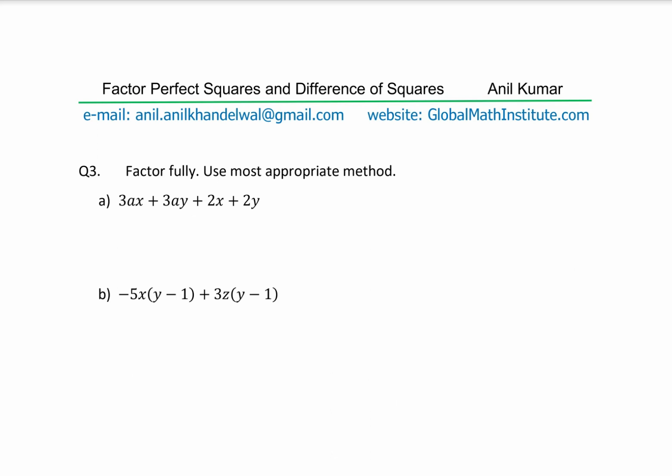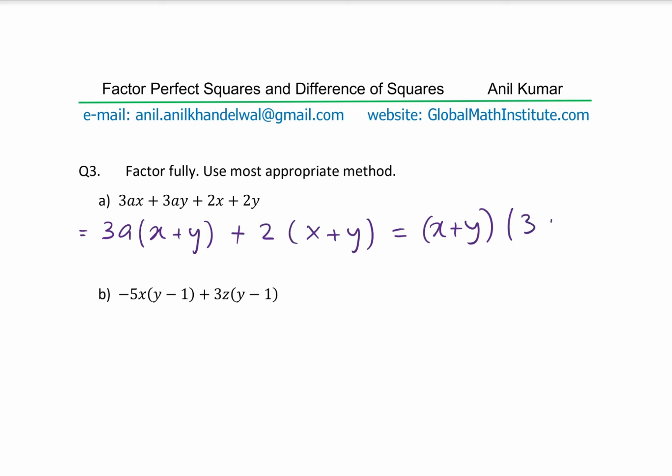Let's move on and take the next question, which is: factor fully, use most appropriate methods. This time we have four terms: 3ax + 3ay + 2x + 2y. Well, let's take 3a common from the first two terms. So we are left with x + y. In the second two terms, we can take 2 common. We'll get x + y. And now x + y is common. And so what we get here is (x + y)(3a + 2), and that becomes the solution.